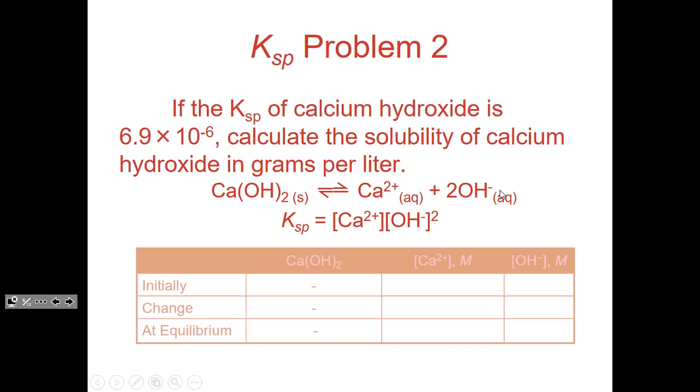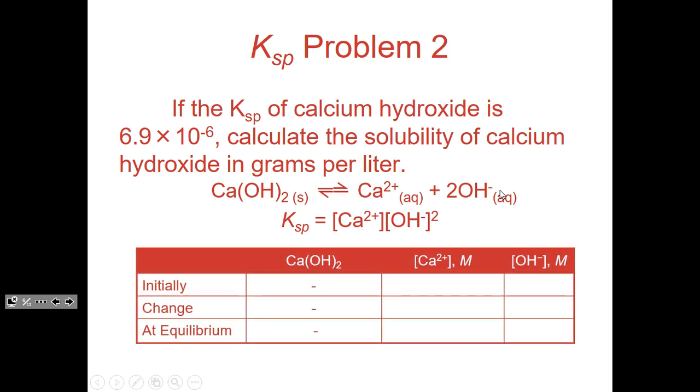Well, we start with our equilibrium reaction. Write that as an equilibrium expression. In this case, it's going to be a KSP. And remember, we set up an ICE box. And remember, as a solid, this is not going to appear in the expression.